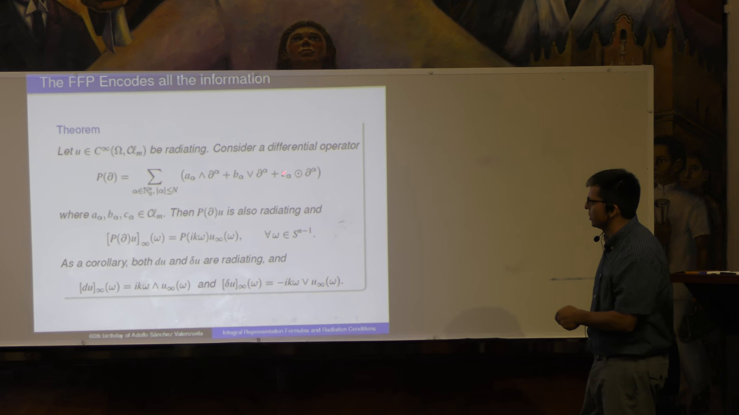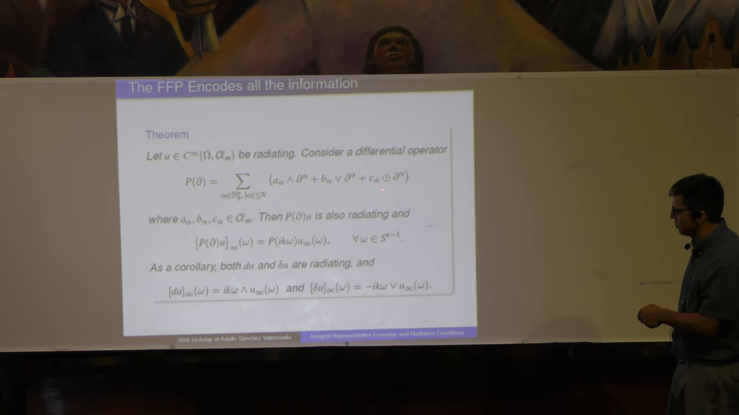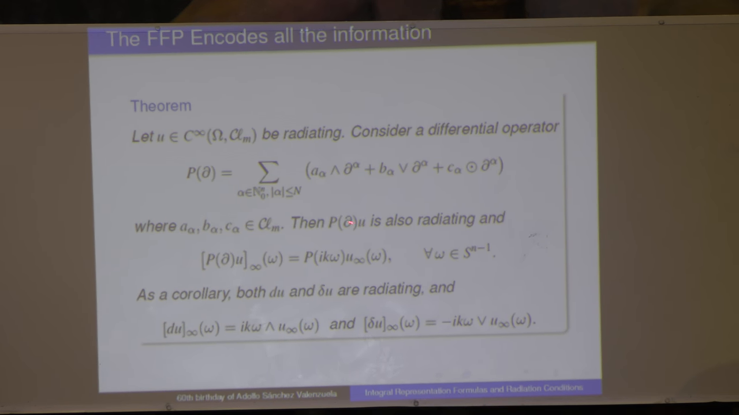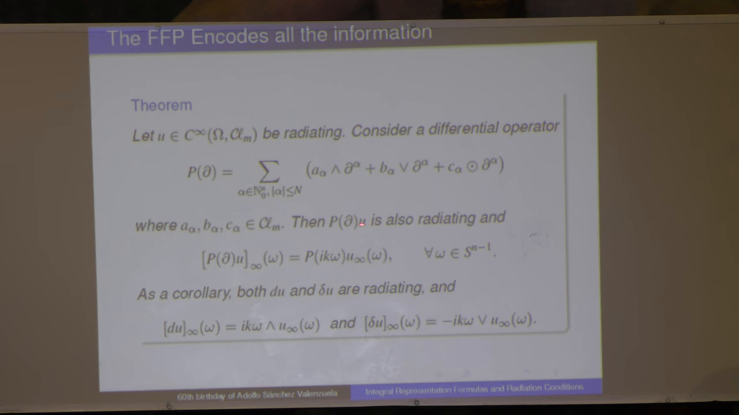And one application, so if we consider a differential operator with now the alpha and Clifford product, either exterior or interior, and we take this radiating function, the function u applied to this differential operator is also radiating, that's clear. But what's important is that the far field pattern is just given like this. We had calculus similar to the Fourier transform. And as a corollary, we get that the far field pattern for Du is just multiplication by w, and for delta is multiplication by e_k minus e_k w with the interior product.